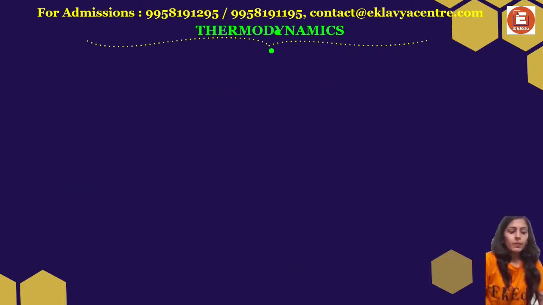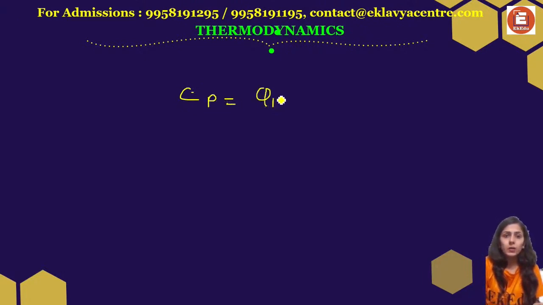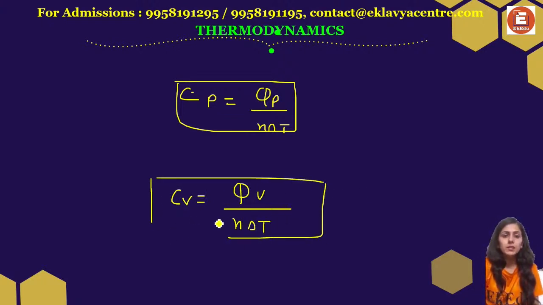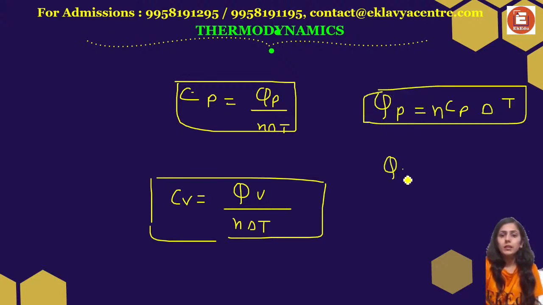Next, let's summarize this video. Once again, what we have learned: Cp is equal to heat at constant pressure upon n delta T, and Cv is equal to heat at constant volume upon n delta T. Another way of writing these equations: heat at constant pressure is n Cp delta T, and heat at constant volume is n Cv delta T.